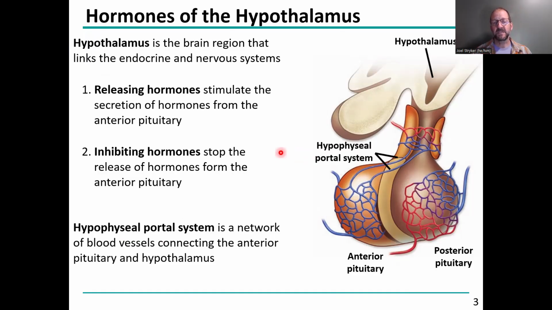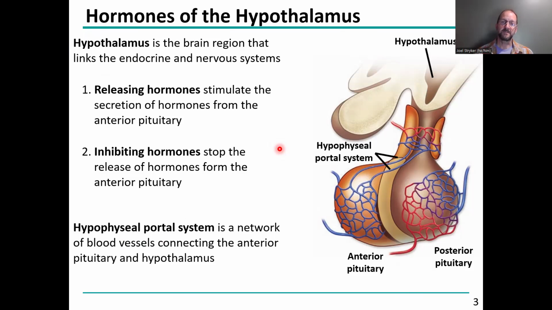A portal system is an interesting thing. Normally in the body, when we think of blood vessels, we think of arteries branching and branching and getting smaller and smaller until they get down to capillaries. And then capillaries getting bigger and bigger as they turn into veins, right? So the arterial side goes smaller and smaller, and once you get to a capillary bed, it gets bigger and bigger as it heads back to the heart. That's the normal way we think of blood vessels.